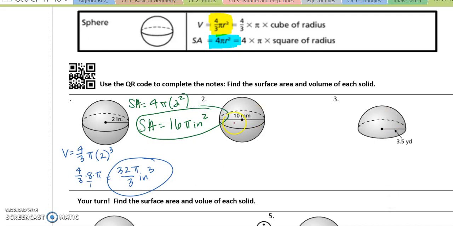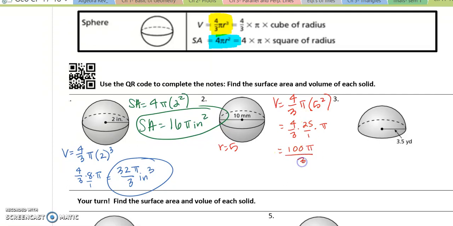All right, number 2. We have a diameter of 10, which means our radius is 5. So our volume, 4/3 times pi times 5 squared. So again, I'm going to leave these in simplest form. 4/3 times 5 squared is 25 over 1 times pi. 4 times 25 gives me 100 pi over 3. I'm just combining this all into one fraction. Can't be simplified at all, so that's how I'm going to leave it. And my units would be millimeters cubed.